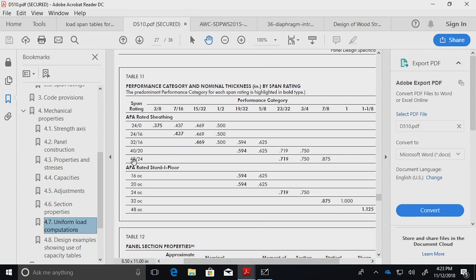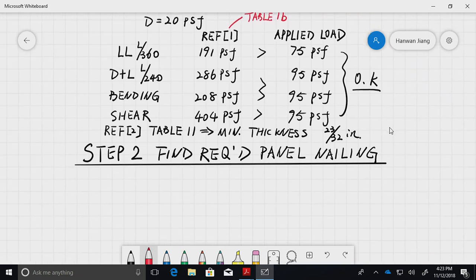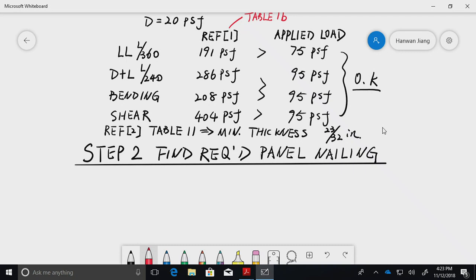We can find the minimum thickness for a span rating of 48 by 24, which is 23/32 inch. Okay, so that way we determine the minimum thickness for the sheathing. So it is the same as we did for the structural panel design. So sheathing actually isn't a single panel, it's a combination of panels.